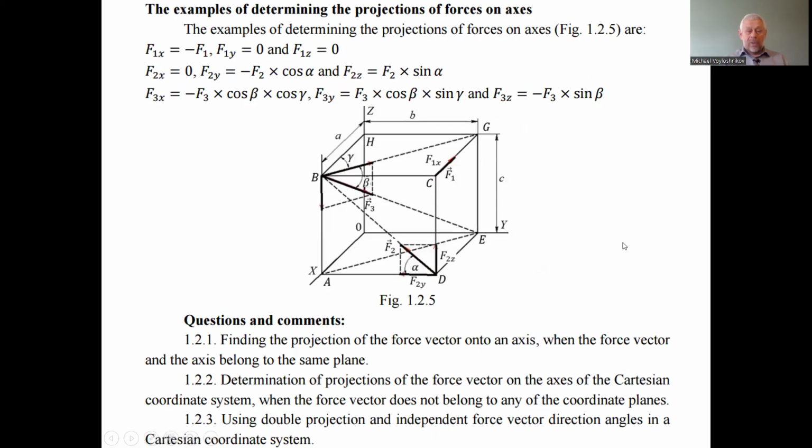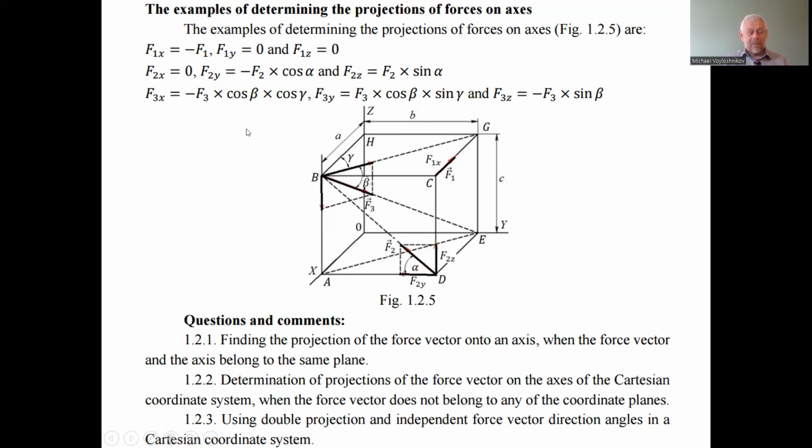The examples of determining the projections of forces on the axes we can see in picture 1.2.5. On this picture, for the example, force F1, what are its projections on the axes x, y, z? We can see that the force F1x is parallel to the first axis, because all forces are located in the rectangular parallelepiped A, B, C.